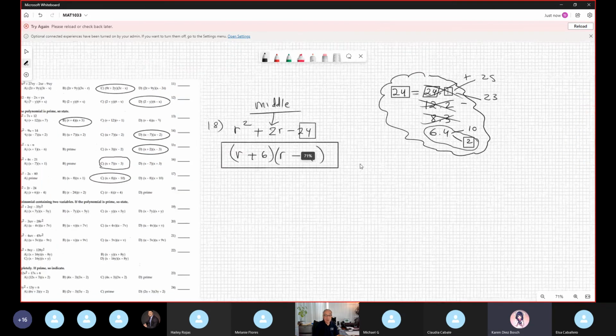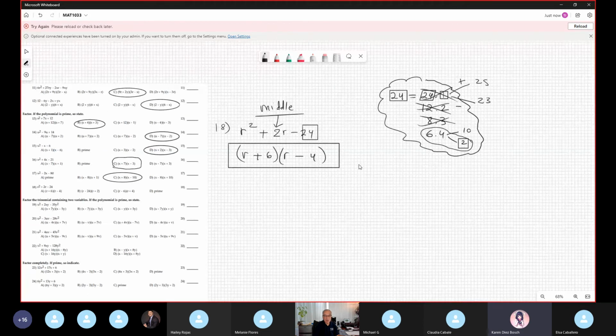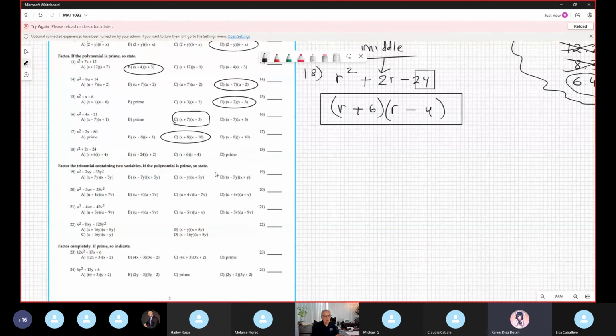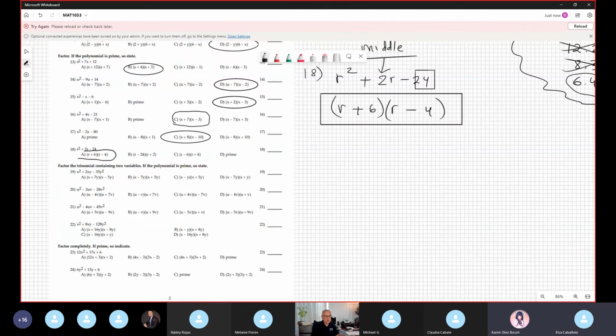Okay, so now help me to select. R plus 6, R minus 4 is the first one. Yes. Good. We're doing one more, or two more, 19 and 20, that bring me something new but not too complicated. It's relatively easy. Suppose this, 19: x squared plus 2xy minus 35y squared.